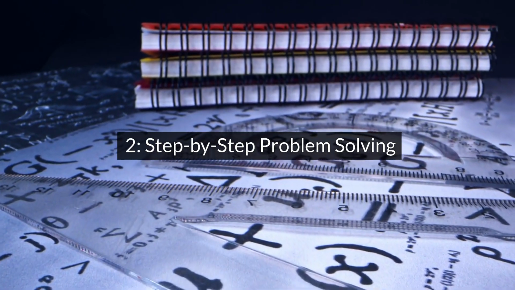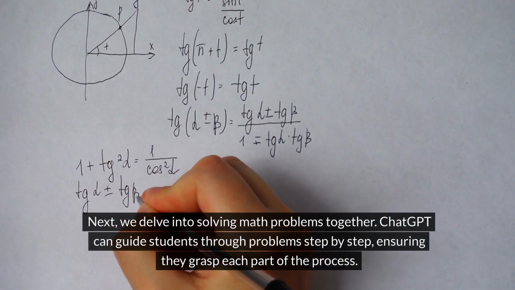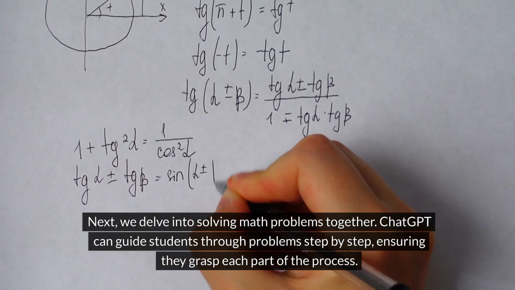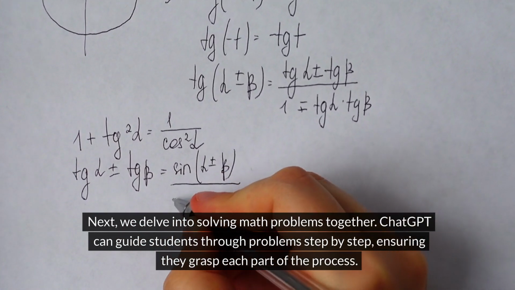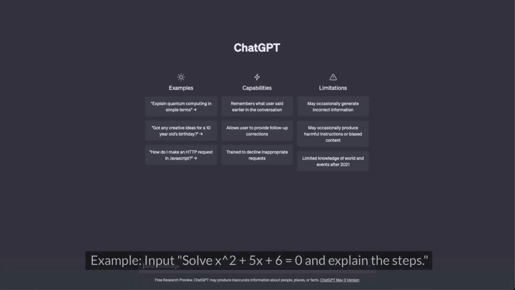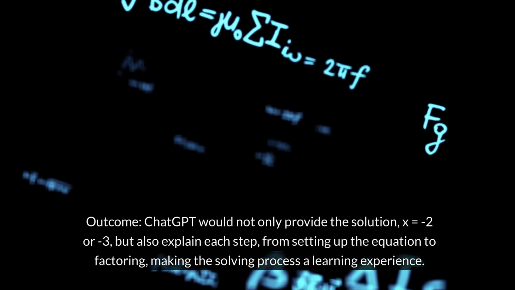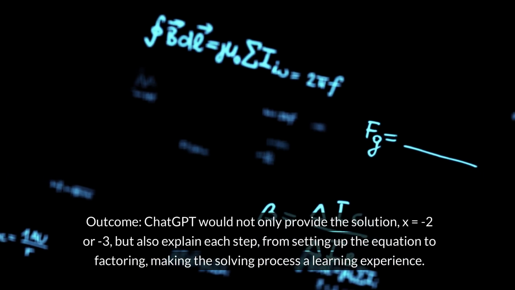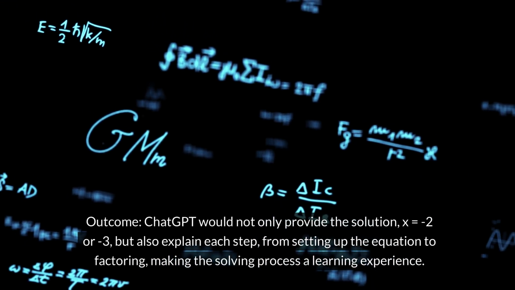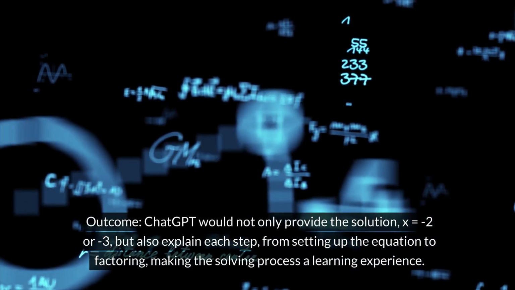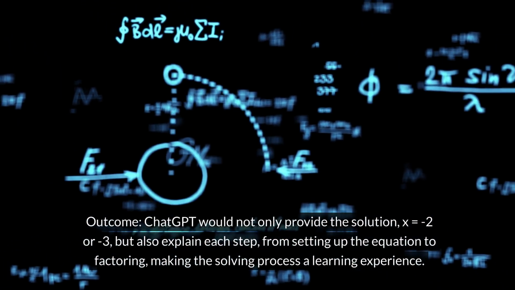2. Step-by-step problem solving. Next, we delve into solving math problems together. ChatGPT can guide students through problems step by step, ensuring they grasp each part of the process. Example input: solve x squared plus 5x plus 6 equals 0 and explain the steps. Outcome: ChatGPT would not only provide the solution, x equals -2 or -3, but also explain each step, from setting up the equation to factoring, making the solving process a learning experience.